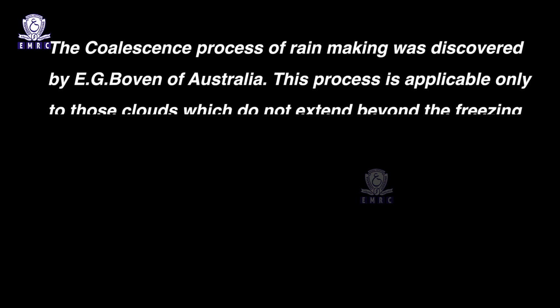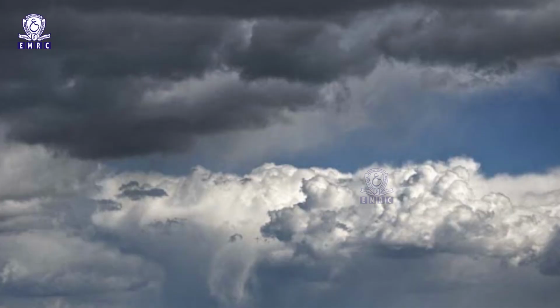Collision coalescence theory. Coalescence process of rain making was discovered by E.G. Bowen of Australia. This process is applicable only to those clouds which do not extend beyond the freezing level. Until the 1940s, it was common belief that all precipitation originated through the Bergeron process. Only light drizzle was supposed to come from clouds located well below the freezing point. If it were true, then substantial precipitation could only be generated from such clouds as extended to such heights where temperatures would be much below the freezing point. But this is not true.